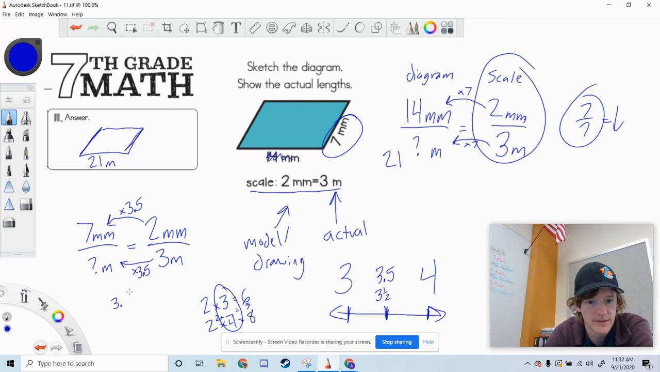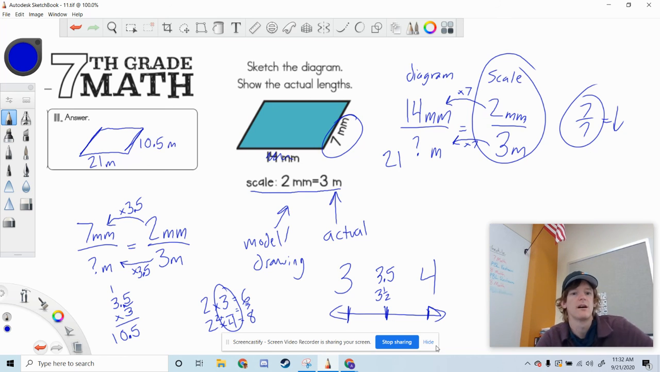So we'll do 3.5 times 3. 5 times 3 is 15. 3 times 3 is 9, plus 1 is 10. I need to move my decimal point over 1 time. So I should have 10.5 meters on the right side.